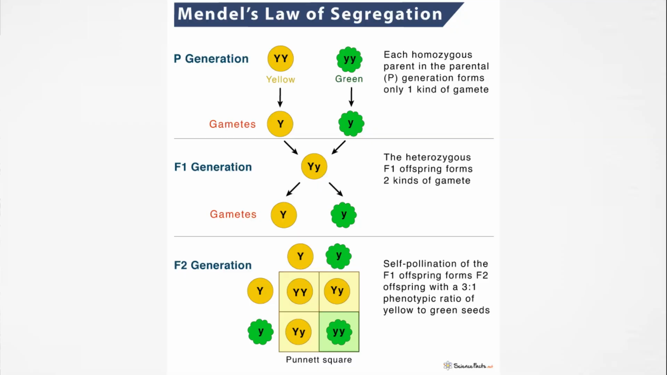Mendel's law of segregation states that paired genes, alleles, separate equally into gametes, giving offspring an equal chance of inheriting either allele. In a monohybrid cross, the F1 generation shows only the dominant trait, while the F2 generation exhibits a 3-to-1 phenotypic ratio due to 3 genotype combinations: 1 homozygous dominant, 2 heterozygous, and 1 homozygous recessive.